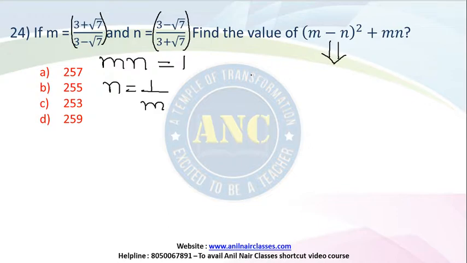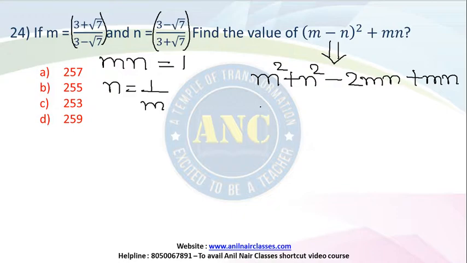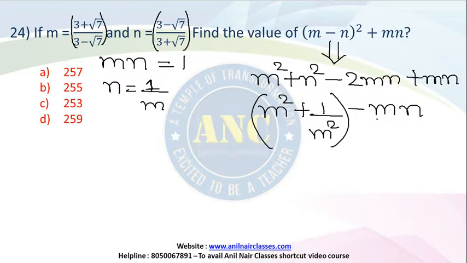m minus n whole square is m square plus n square minus 2mn plus mn. I will write it as it is. So this is m square. n value is 1 by m. n square is 1 by m square minus 2mn plus mn. It is minus mn, right? Minus mn. But we know that mn value is nothing but how much? It is 1. So it is m square plus 1 by m square minus 1.